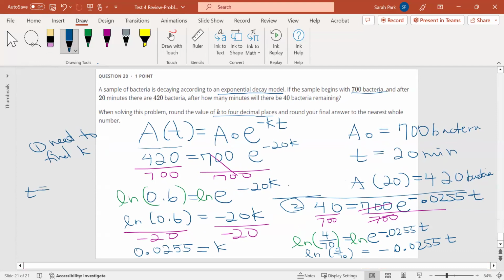So t would be ln of 4 over 70 divided by negative 0.0255. And if we type that into the calculator, 4 over 70 divided by, don't forget the negative sign, 0.0255. We get 112 minutes, and it says to round to the whole number. We have 112 minutes.